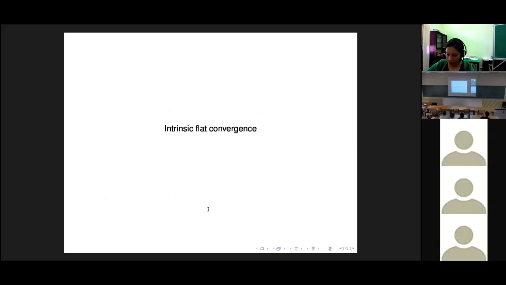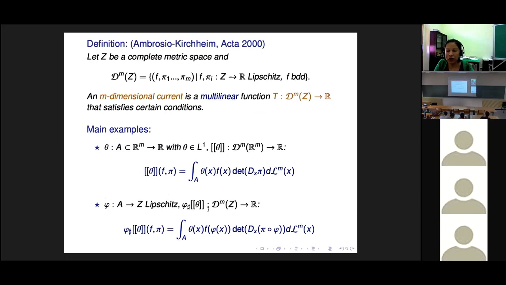Okay, so now how do we prove the new recent convergence theorem? Well, if you were last week attending Cristina Sormani's talks, you probably know this. So this is going to be some refreshing of intrinsic flat theory. Intrinsic flat theory goes as follows.